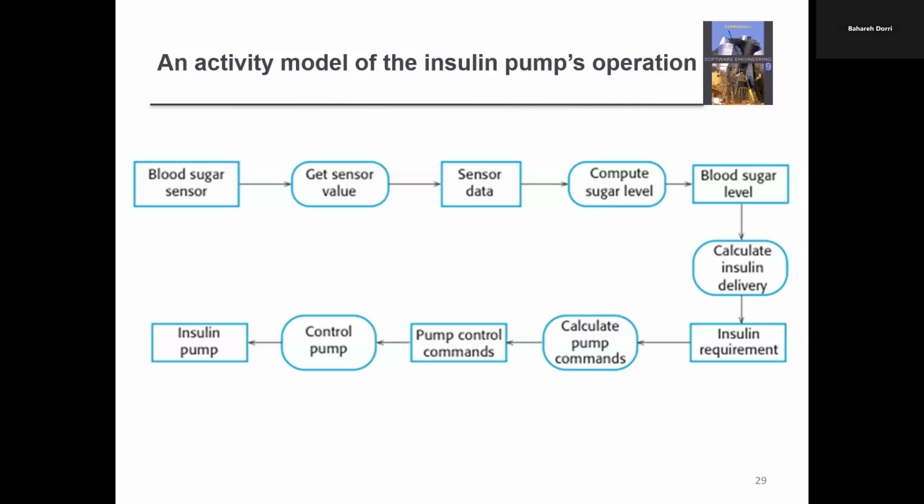So this entire flow illustrates how a stimulus, in this case blood sugar level, triggers a sequence of actions, decisions, and responses from the system, ending with an automated physical output.